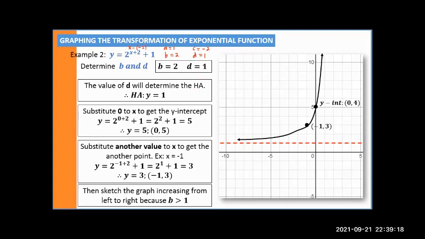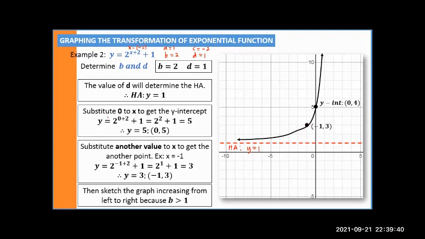Dahil ang D natin ay 1, ang horizontal asymptote natin ay y is equals to 1. Now, ilagay natin siya sa graph. Ito yun, na 1 unit above 0. So, that is the horizontal asymptote, y is equals to positive 1. So, dyan magiging asymptotic yung graph.